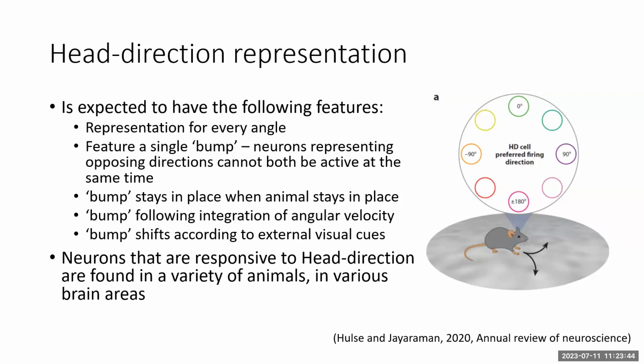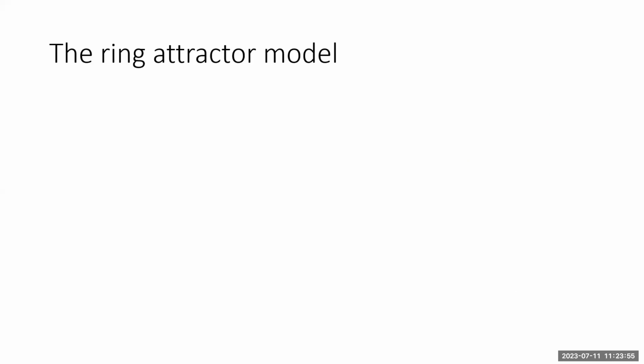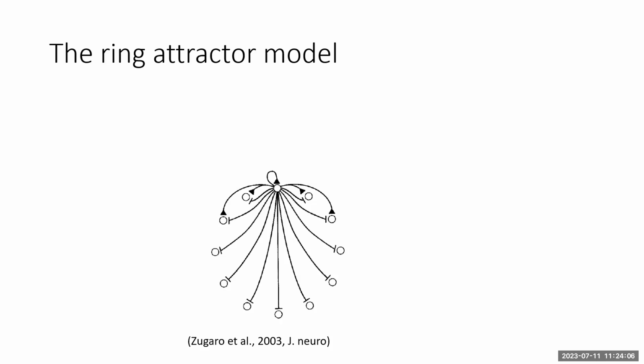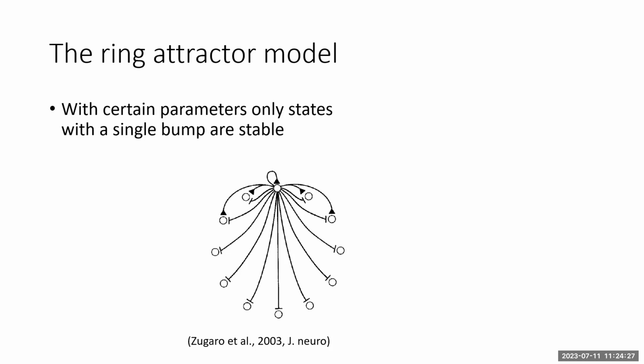And generally, we see neurons that are responsive to head direction. And we find them in a variety of animals in different brain areas. So people have come up with the following model, a suggested model for head direction representation. It wasn't made up for head direction representation, but it was fitted to it. And the model goes like this. You have neurons organized in a conceptual ring, and you have local excitation. So neurons that represent similar angles excite each other, and you have long-range inhibition. So neurons that represent angles that are different from each other inhibit each other. And with certain parameters, only states with a single bump are stable. So we have a single bump, and we have the stability of the single bump when the animal doesn't move.